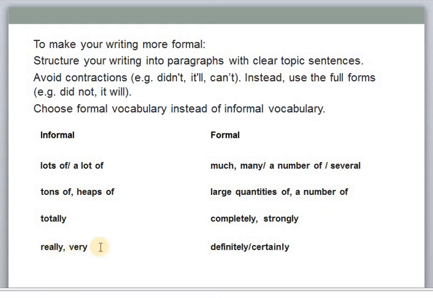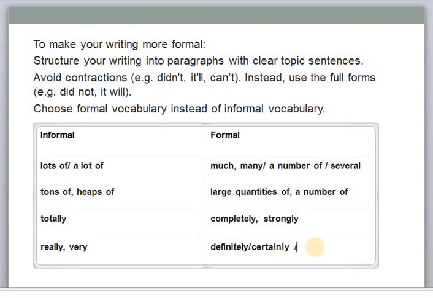Really, very, these words should be avoided as well. It should be definitely, certainly, or you can also write indeed. Instead of writing, this is really helpful for poor people, you try to write, this is indeed beneficial. It is certainly beneficial. Okay? So always use formal words.